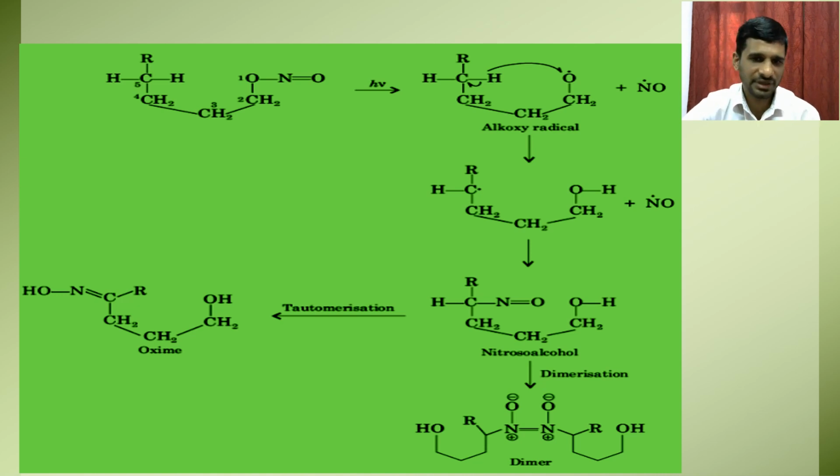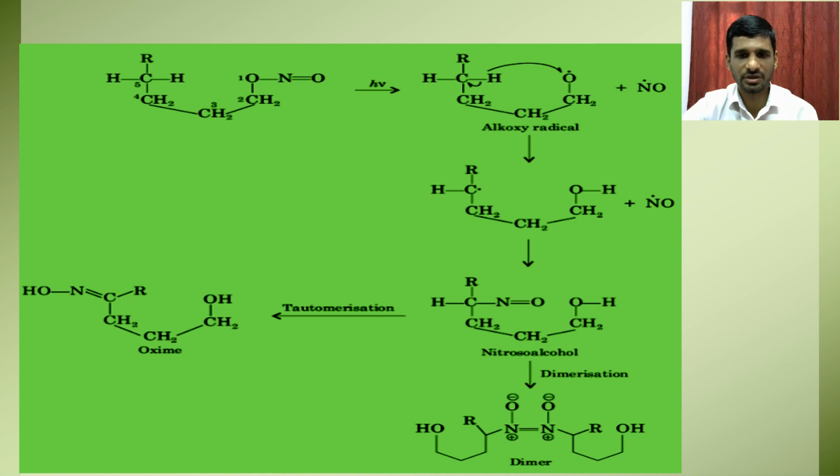Now what will happen in tautomerization? This hydrogen of the delta carbon atom will shift towards the oxygen atom of the nitroso group. As a result of this shift, this double bond will become single, and the nitroso group will change into N single bond OH.